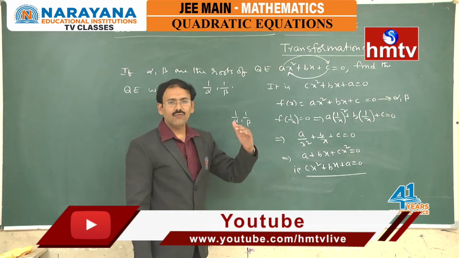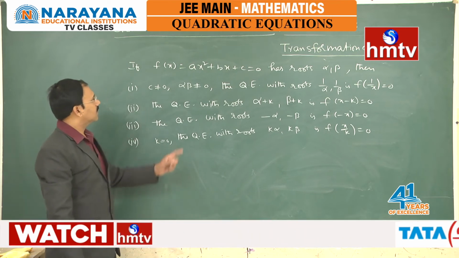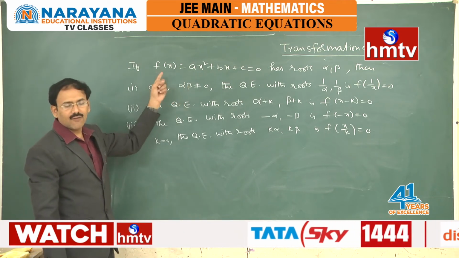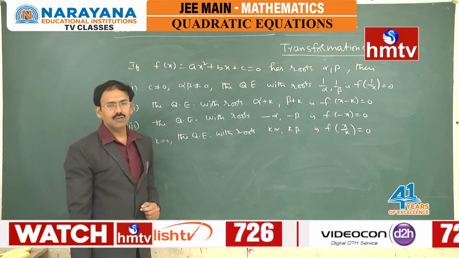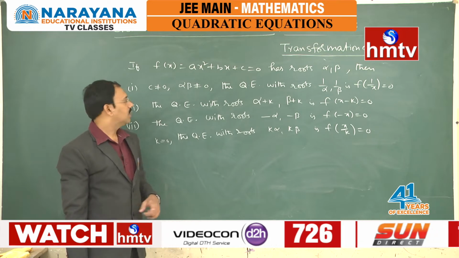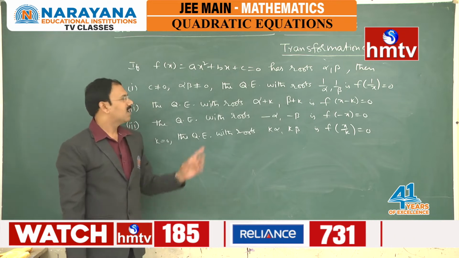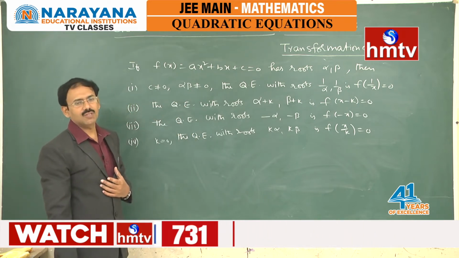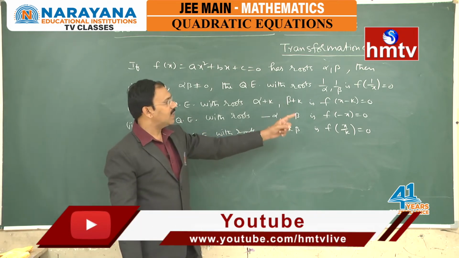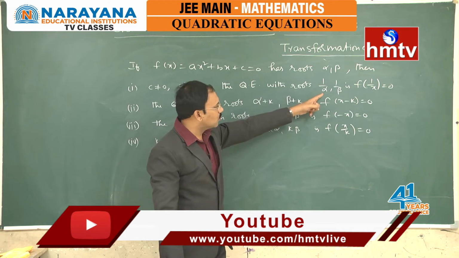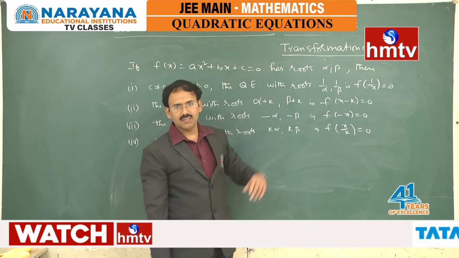Similarly, we can have a few more observations. So, we can observe that for the quadratic equation f of x is equal to ax square plus bx plus c equal to 0 with roots alpha comma beta, if at all you want a quadratic equation with roots 1 by alpha, 1 by beta, of course, alpha beta must be different from 0 and c should be different from 0. In that case, you will get the quadratic equation with these roots 1 by alpha, 1 by beta. We have just observed that it is f of 1 by x is equal to 0.